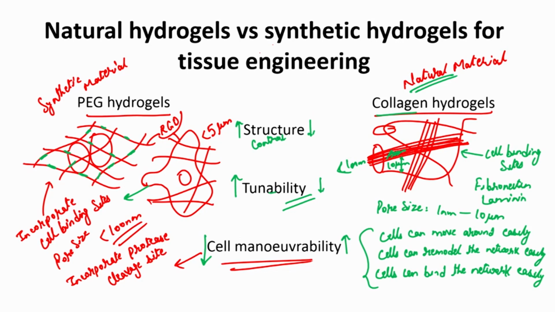So, these are some of the advantages and disadvantages of both synthetic and natural hydrogel systems when you are looking at the cell level and how the cell interacts with them. Just something to keep in mind and to consider when you are choosing a material for any application, whether in vivo or in research. It is important to consider these factors.